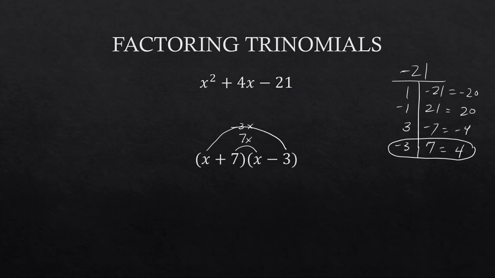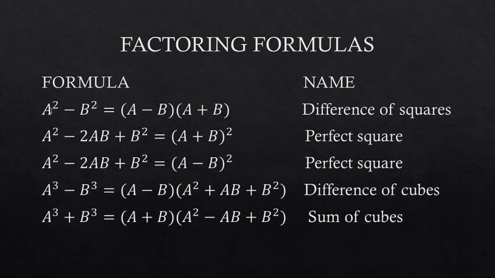We do have some factoring formulas that we look at. This is the difference of squares. So if you have two squares, they're being subtracted, they're going to factor out to a minus b times a plus b. Then we have perfect square trinomials that factor out to a plus b squared or a minus b squared. Then we have the difference of cubes, and we have the sum of cubes.